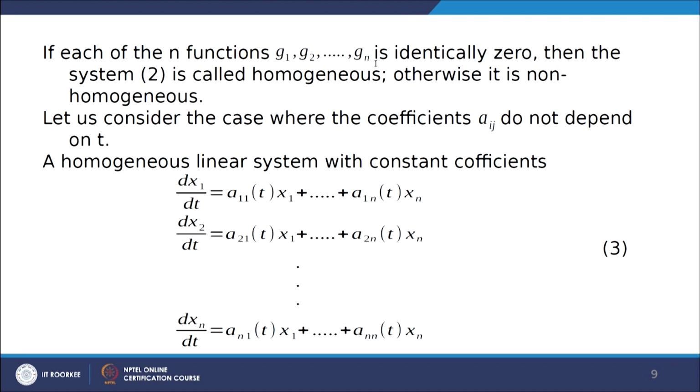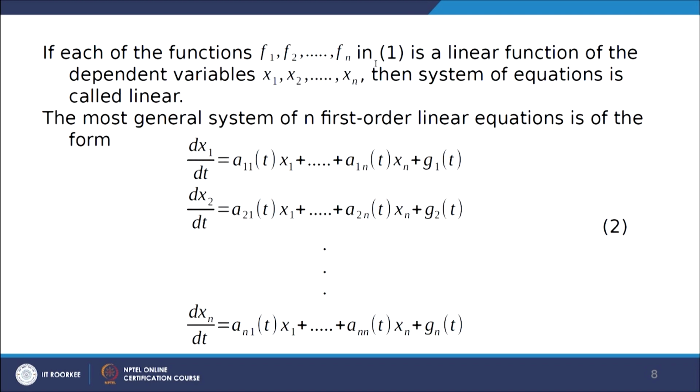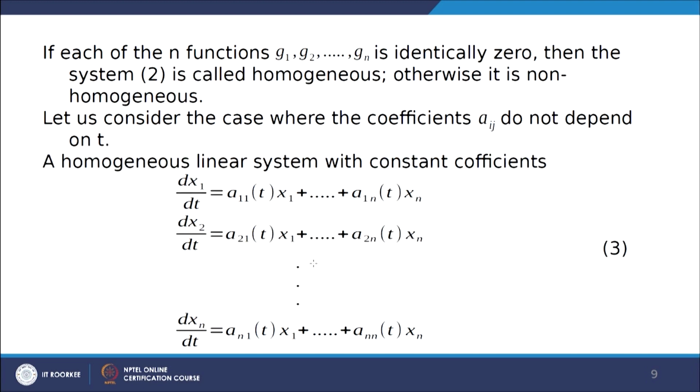Now, let us consider the case where the coefficients aij do not depend on t. So, we are taking a particular case of the homogeneous system where the coefficients of x1, x2, xn, that is a11(t) and so on a1n(t), a21(t) and so on a2n(t), and so on an1(t), an2(t), ann(t), are just constants, they do not depend on t. Such a system is called a homogeneous linear system with constant coefficients.